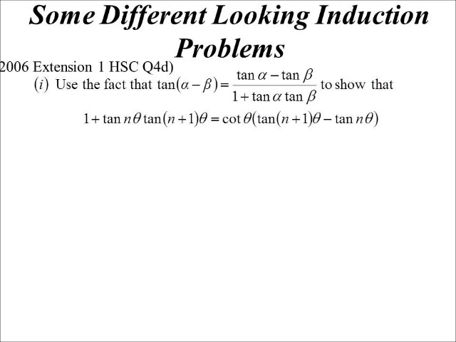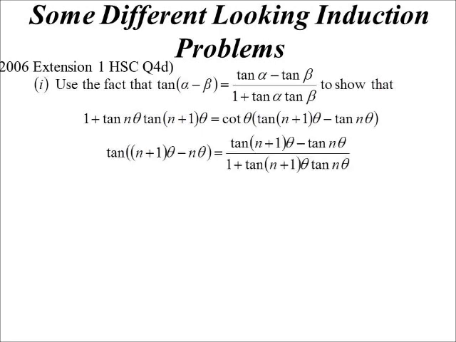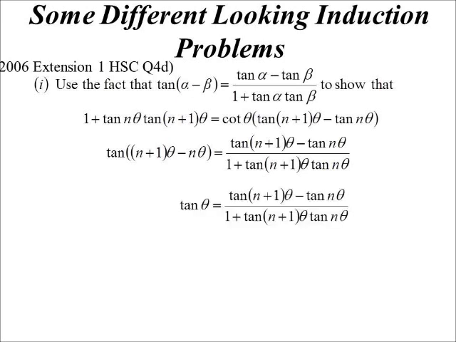I can see a tan minus tan. I can see a 1 plus tan tan. So it seems logical to make alpha equal to (n plus 1) theta and make beta equal to n theta. Let's substitute it into the formula that they've given us the hint about. Let's see what happens. So we get tan of (n plus 1) theta minus n theta is equal to tan minus tan on 1 plus tan tan. Now (n plus 1) theta minus n theta, that's just theta. Okay, so I've now got tan theta is equal to that.